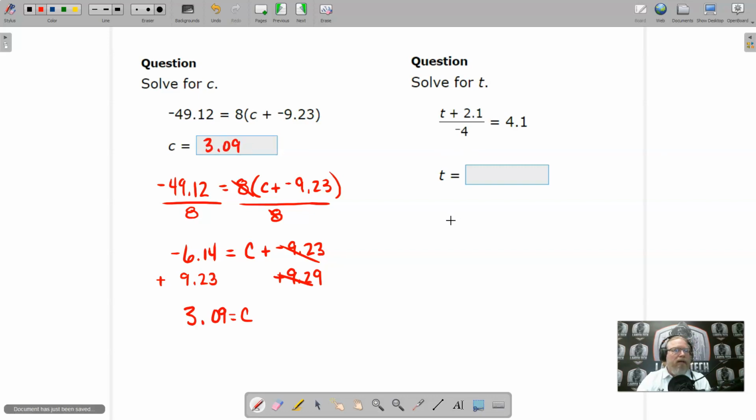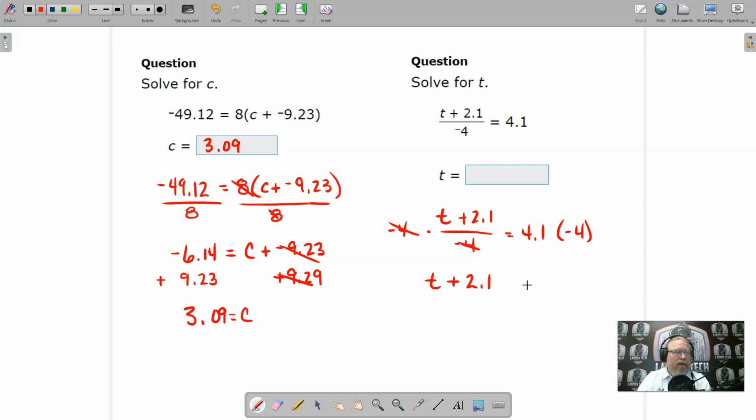On this one here, I have T plus 2.1 over negative 4 equals 4.1. So what do we want to do to get rid of the fraction? Hopefully you're saying multiply by the denominator. And what we do to one side, we're going to do to the other. Negative 4 is going to cancel each other out, leaving us with T plus 2.1.